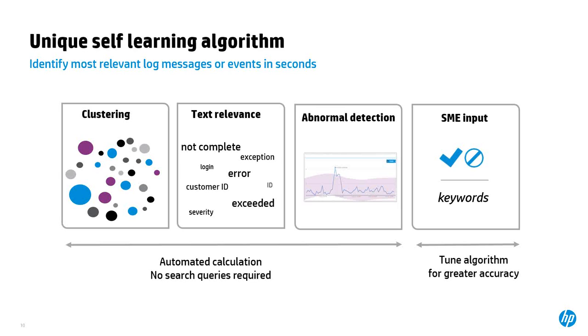And another thing that we provide that we think is really unique is that you have the ability to use your subject matter experts to tune the algorithm. So when Operations Analytics shows you results, you can tell if it's right on track or not on track, and over time it learns that to give you more accuracy.